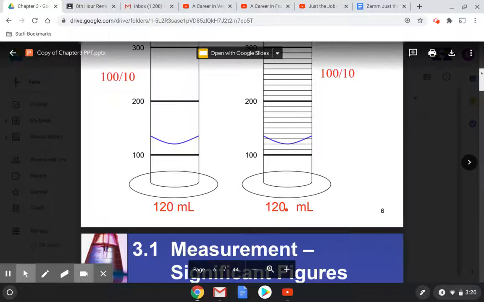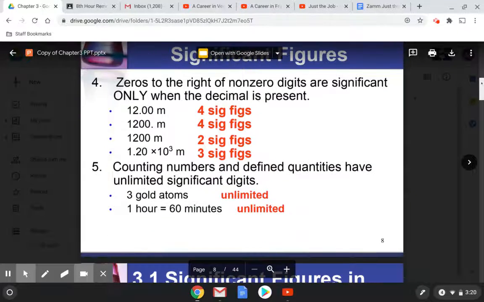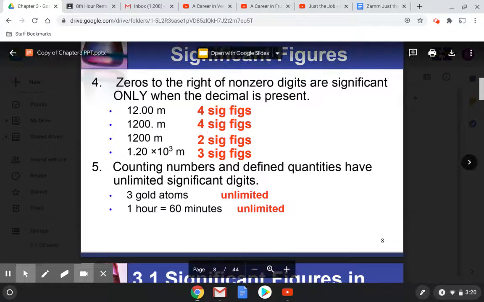All right, moving down. So again, zeros to the right of the non-zero digits are going to be significant, but only when there's a decimal present, right? So for example, we have 12.00 meters. We know it's going to be exactly at 12.00 meters. So we know it's going to be 4 significant figures.